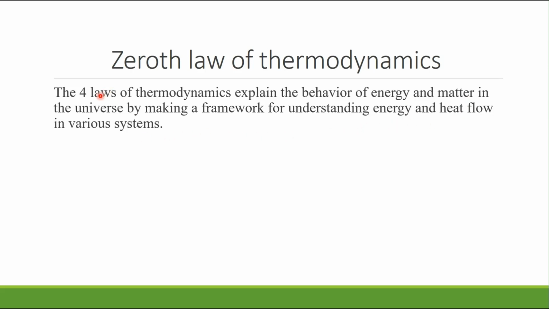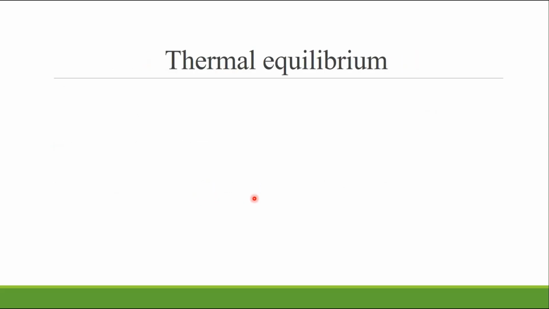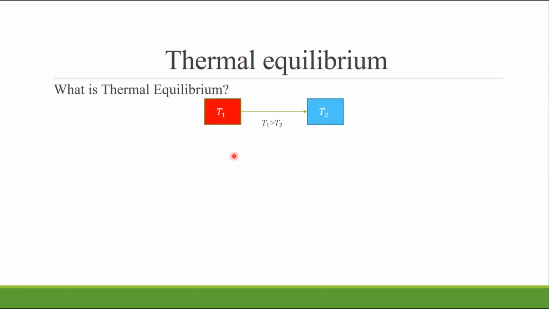Let's explore each law. The Zeroth law of thermodynamics states that if two systems are in thermal equilibrium with a third system, they are in thermal equilibrium with each other. To understand this law, it is important to know what thermal equilibrium is. Heat is always transferred from an object with a higher temperature to an object with a lower temperature, and this heat transfer stops when the temperatures of both bodies become the same.